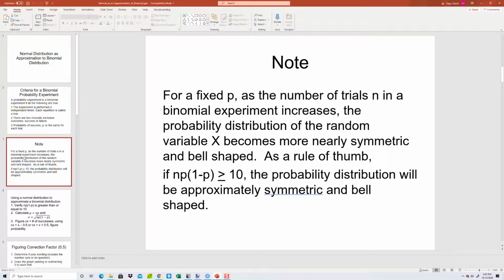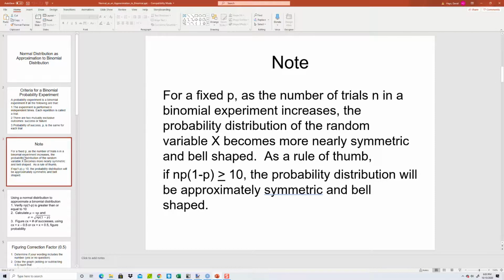Now, for a fixed p, as the number of trials in the binomial experiment increases, the probability distribution of the random variable x becomes more nearly symmetric and bell-shaped. As a rule of thumb, and this is from a different book, I didn't necessarily see it in the book that we're studying out of, so you just have to read the book and see what they indicate for it. But as a rule of thumb, if n times p times 1 minus p is greater than or equal to 10, the probability distribution will be approximately symmetric and bell-shaped.